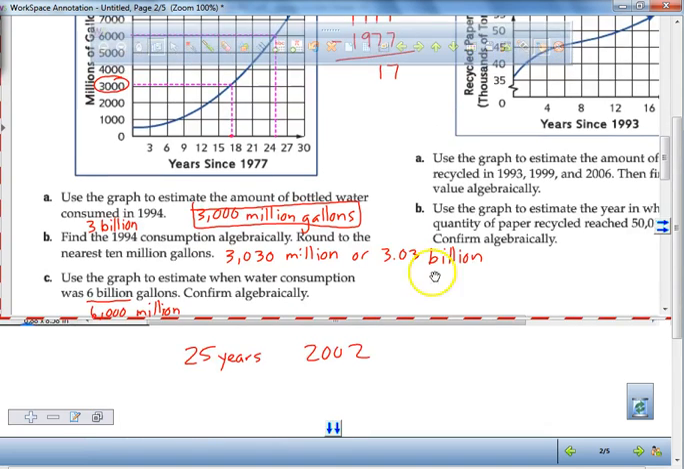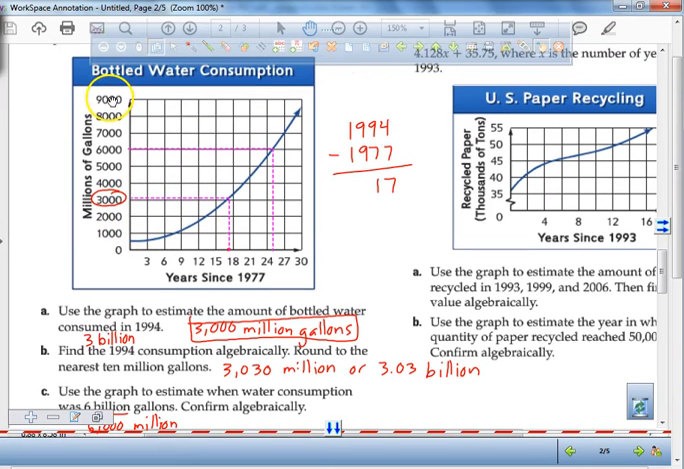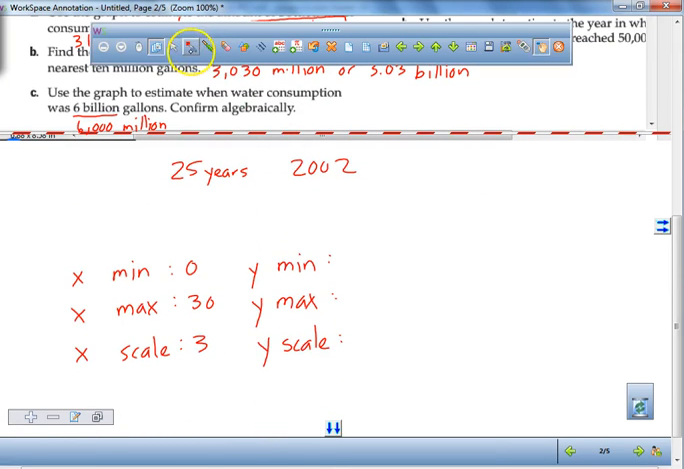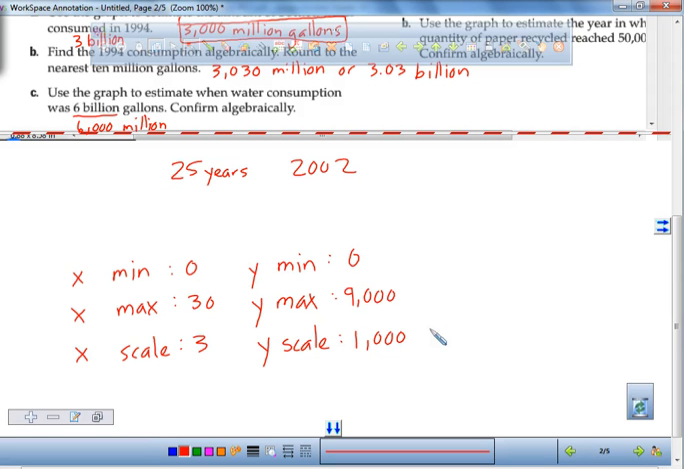Now let's look at y minimum. Where are we at the y's? 0. What's it go up to? 9,000. What's the scale of your y values? 1,000. So right here for y minimum, put 0. Y maximum, put 9,000. Scale, put 1,000. That's what I want you to do first. Okay? So write those down.